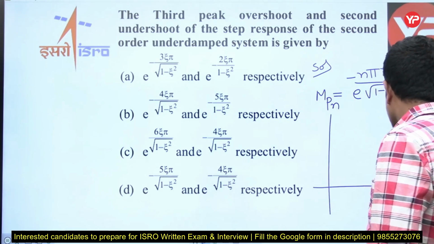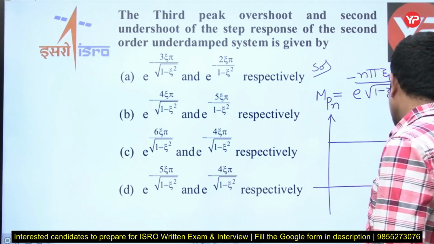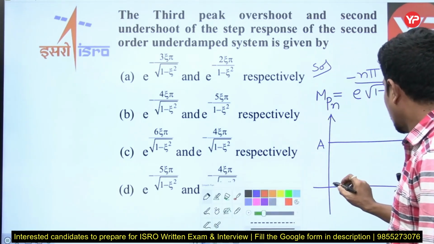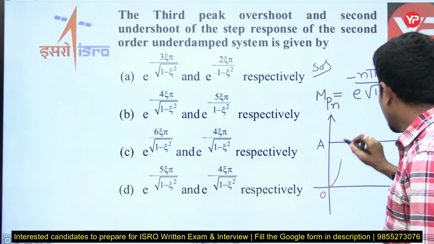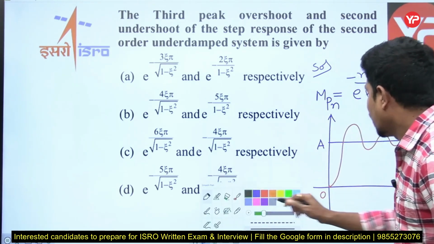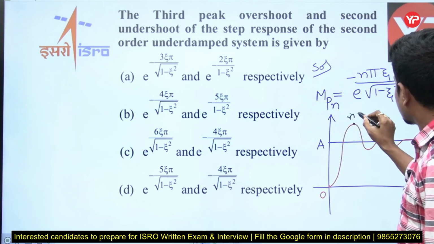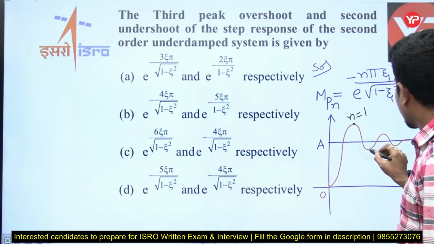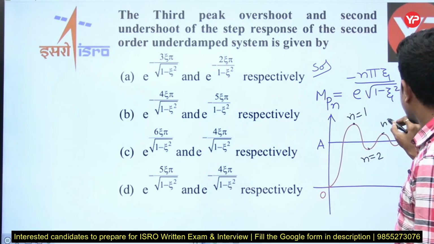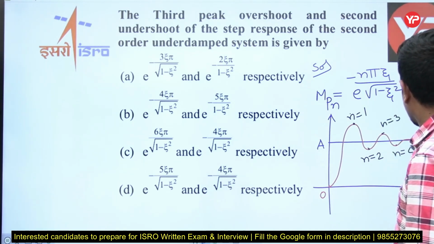If you ask me to draw the response with respect to time, this is A, the input magnitude, and this is 0. This is how you get it. And this is the first overshoot. n equal to 1 is overshoot. n equal to 2 is first undershoot. n equal to 3 is second overshoot. n equal to 4 is second undershoot.